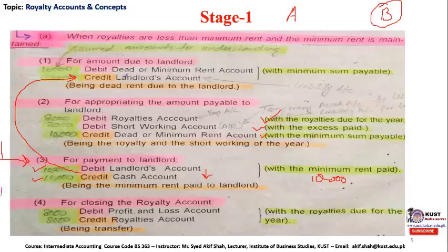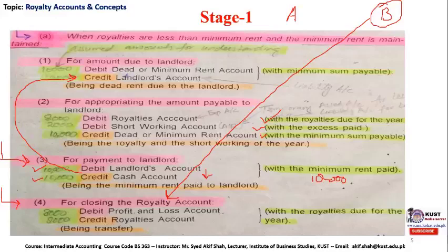Here comes the last entry, entry number 4, for closing the royalty account. Since this royalty account from the perspective of lessee, which is party B, is actually an expense account, therefore expenses have to be settled against the profit and loss statement. Therefore we are going to write off this royalty account.